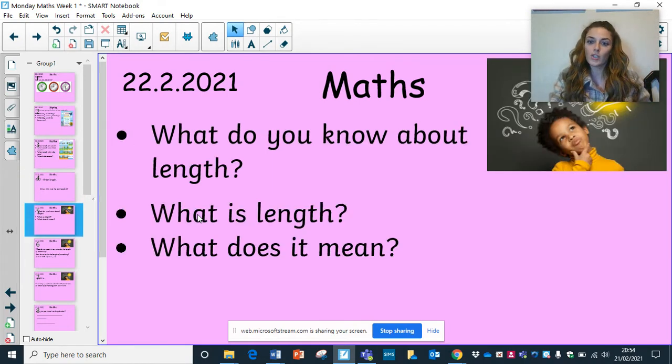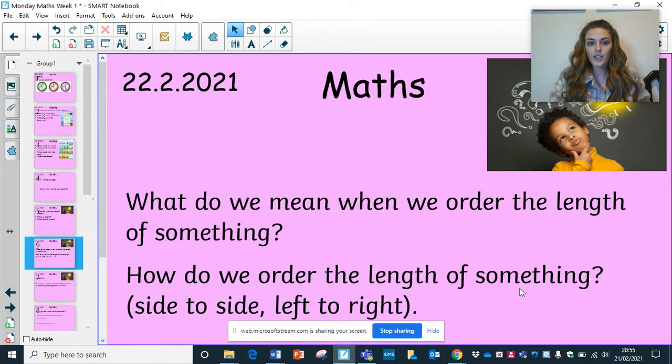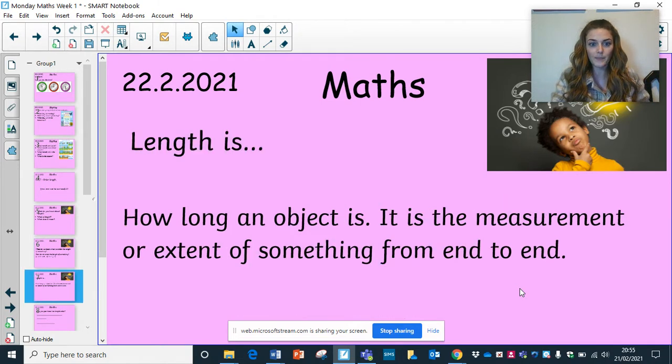So some questions here for you to think about. What do you know about length already? What is length and what does it mean? Just to prompt you with that, okay? So, again, just here to help you a little bit, what do we mean when we order the length of something? What does that mean? And how do we order the length of something? So you might have already discussed that with somebody. And then if you pause here, then I'll reveal the definition for you in the next slide.